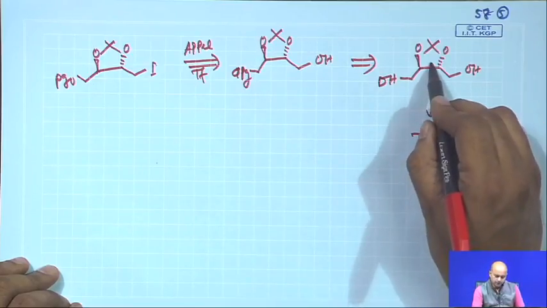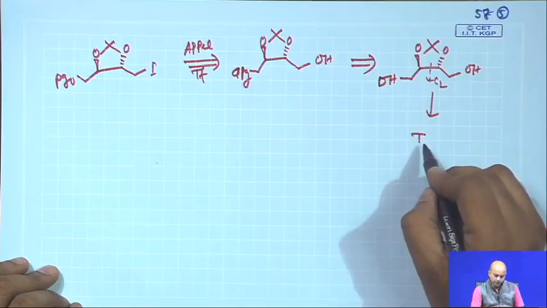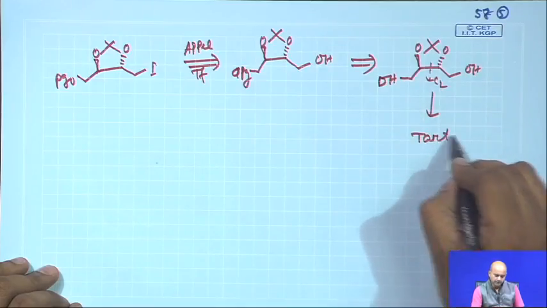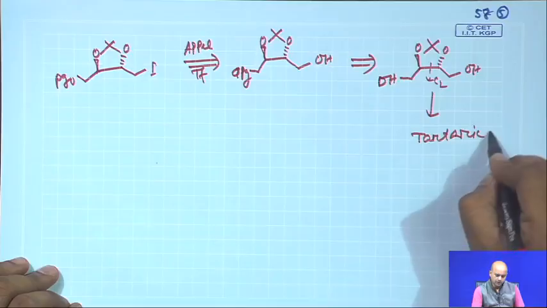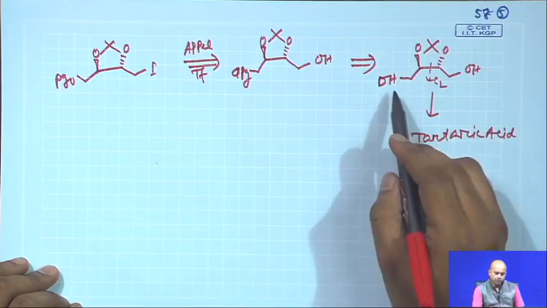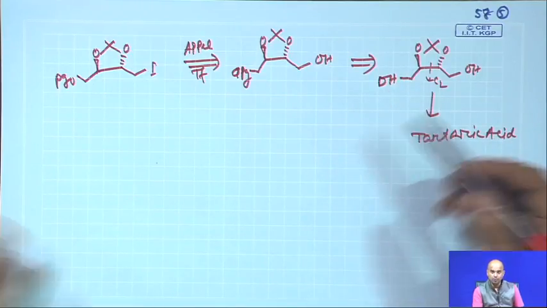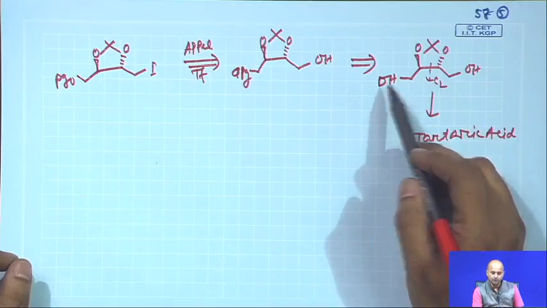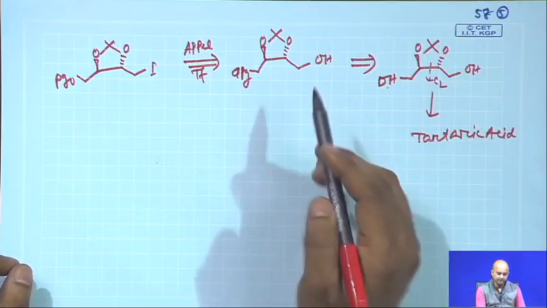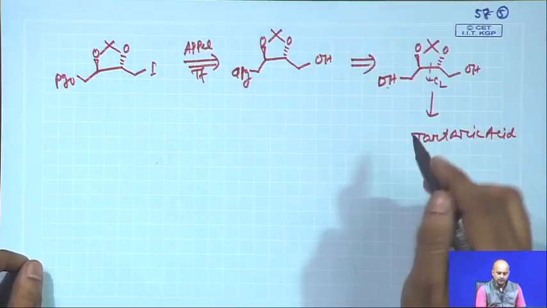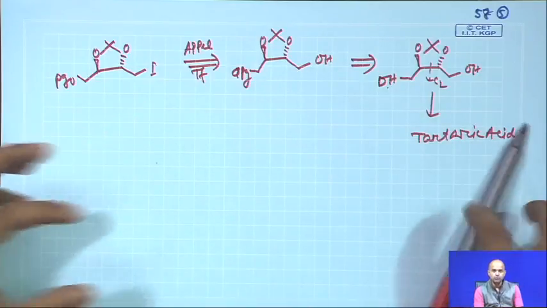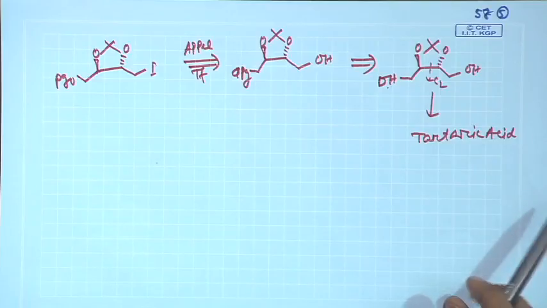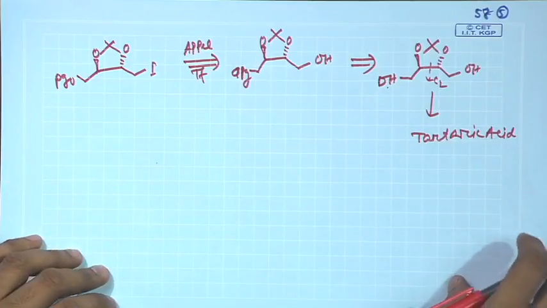Now, this part has C2 symmetry. As C2 symmetry is there, you can basically do the monoprotection, and no matter where your protecting group goes, it will give you the same compound. So, these halves and another same halves. The two homochiral halves are basically dimerized through an achiral spacer, and that gives you the target.